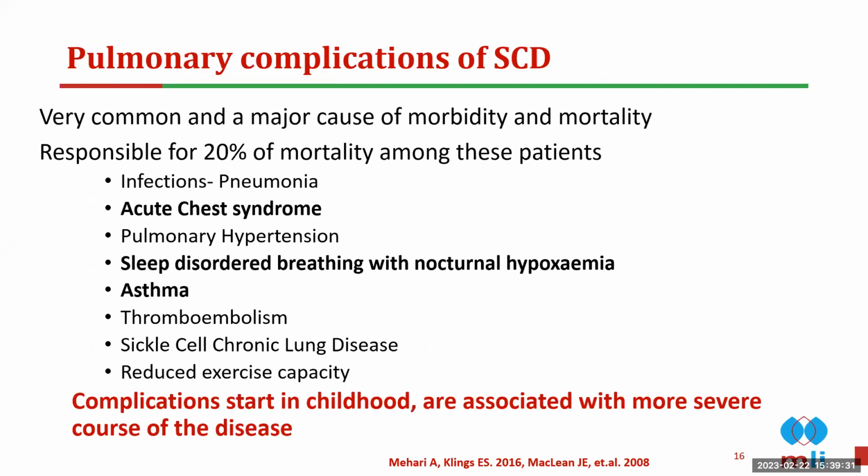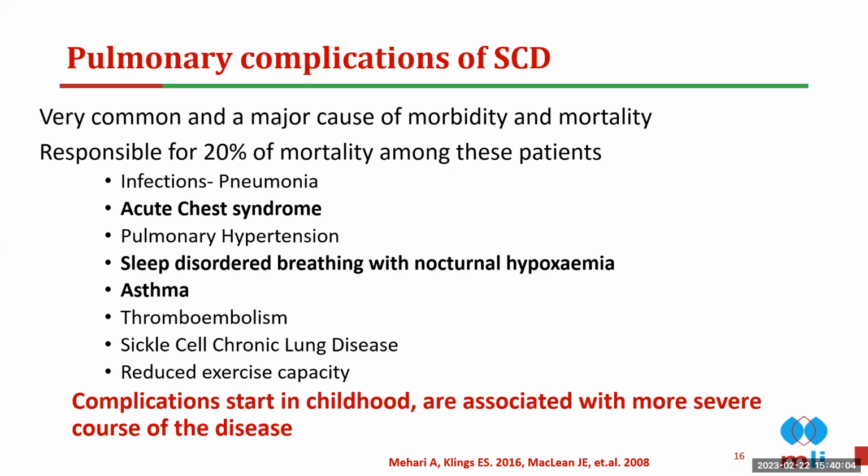Now I'll turn to the pulmonary complications. It's important to note that these are actually very common. I was speaking to the people who work in the sickle cell clinic in Mulago Hospital, and they confirmed that these are quite common. And they're not just common, they are a very major cause of ill health, or morbidity and mortality, in children with sickle cell disease. In some studies, about 20% of the deaths that happen in children with sickle cell disease are because of these pulmonary complications.